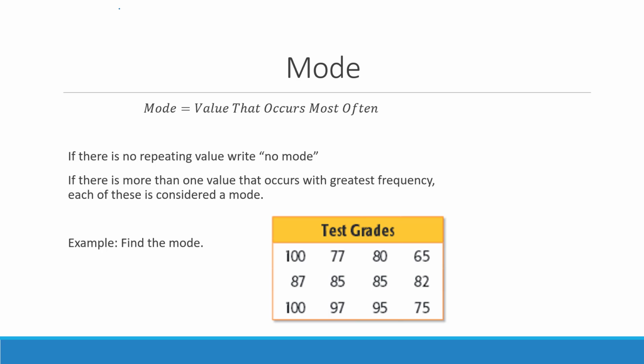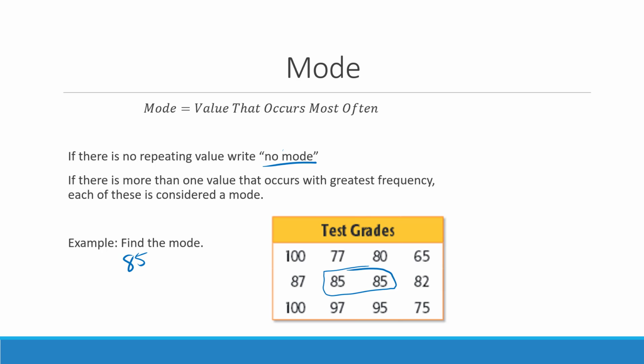Now your mode is the number that occurs the most often. If you don't have any repeating numbers, then you simply write no mode. If there's more than one value that repeats the same number of times, then each of these is considered to be the mode. Looking at your test scores, it's easier to look at it like on the last side when we had them written least to greatest. I would always suggest writing it least to greatest to begin with. But the number that repeated was the number 85, and that was the only number that repeated in our list. So our mode would be 85.